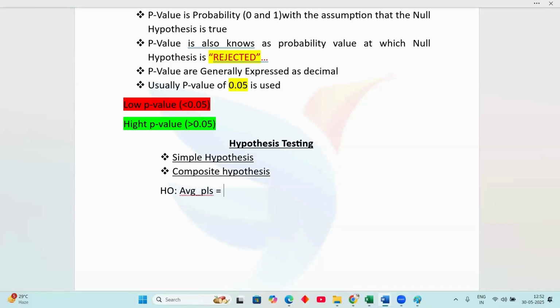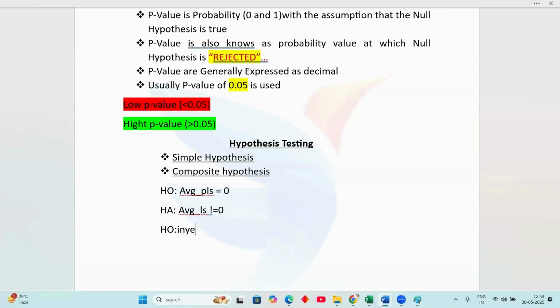So average pulse equal to 0 is H0, right? From HA, it's quite opposite. Average pulse is not equal to 0. So it means I take the indicator as like this, not equal to 0. Same case continues in the intercept too.